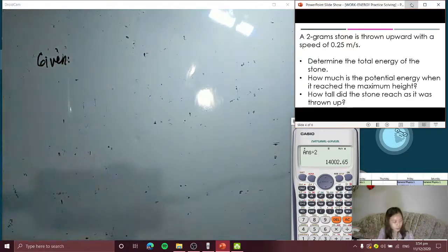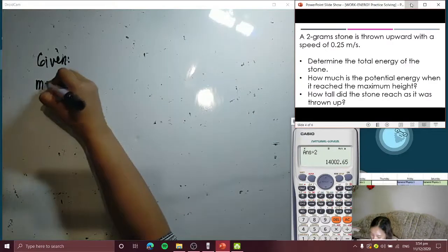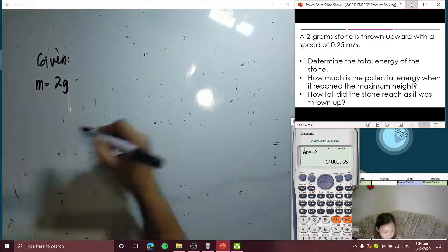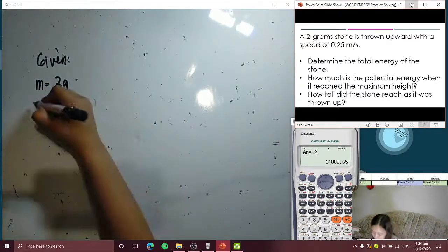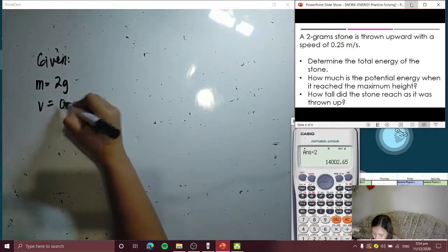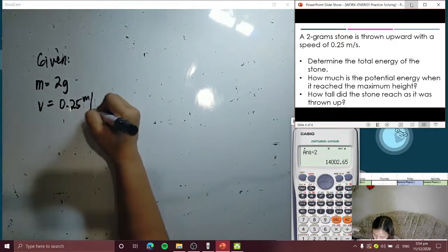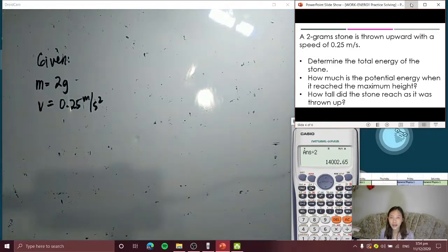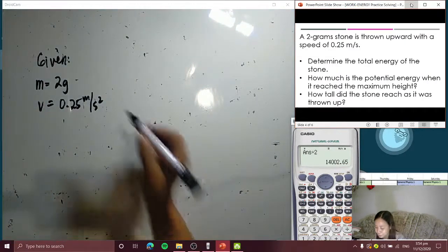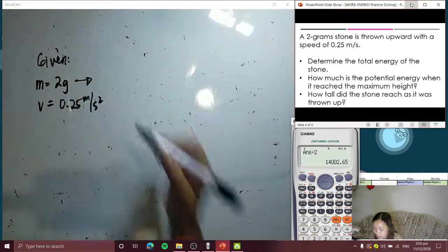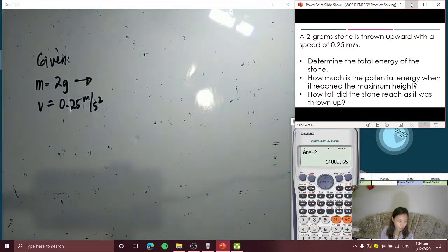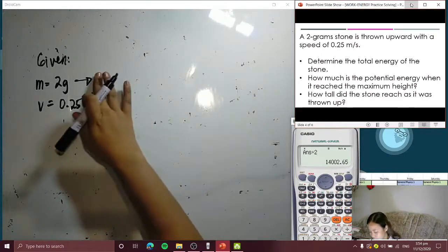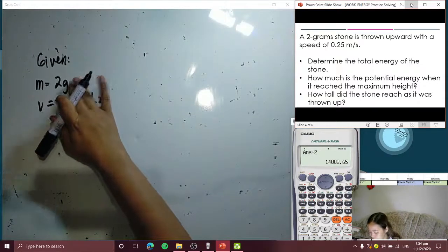So given, we have here the mass, that's 2 grams. And then we have the speed that is 0.25 meters per second squared. Take note nga si mass gali naka grams. So para karon transform ta siya into joules, knowing mangita kita sang energy, we have to convert grams into kilograms. So butang na din is ang simple conversion.